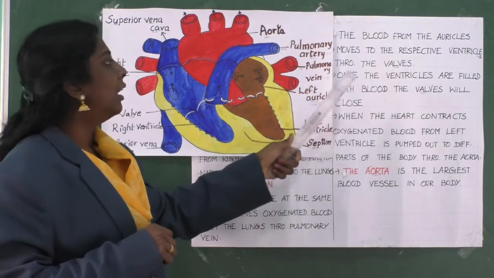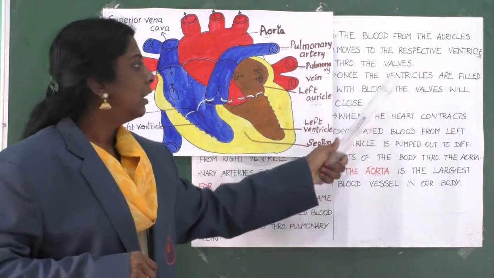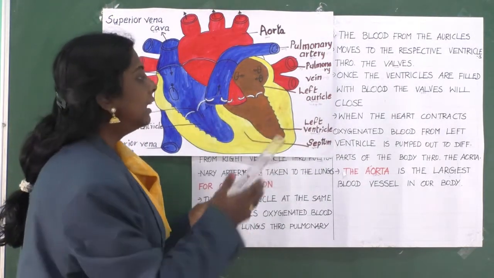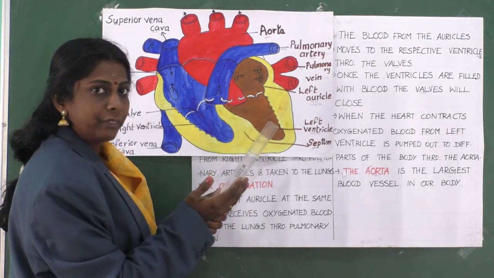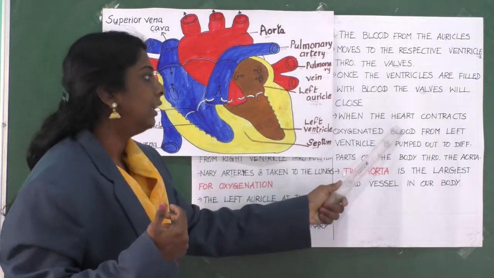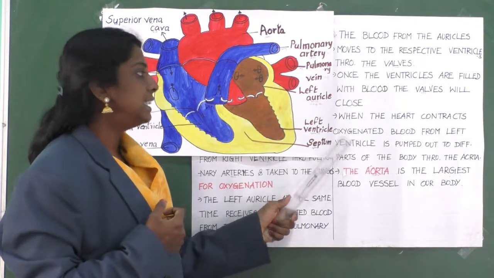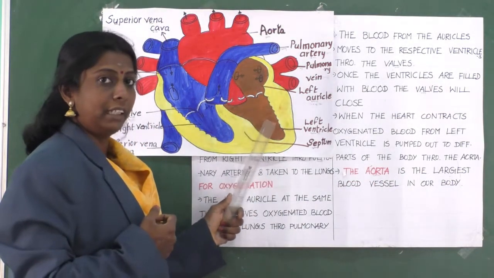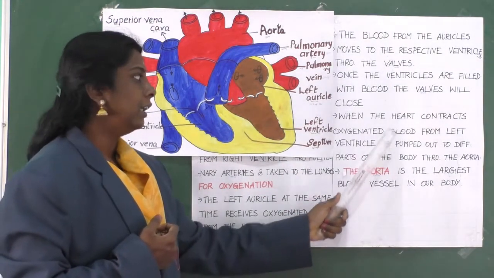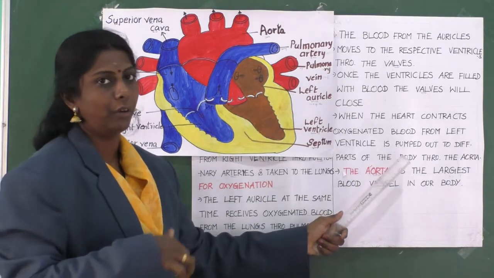Once the ventricles are filled with blood, the valve will close. So when it is filled with oxygenated blood, automatically the valve will close. So, when will it come out? When the heart contracts, the oxygenated blood filled in the left ventricle is pumped to different parts of the body.